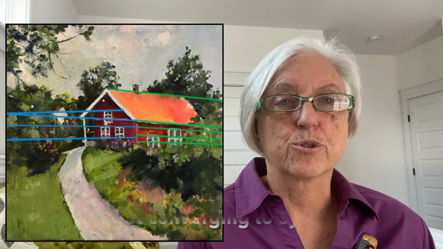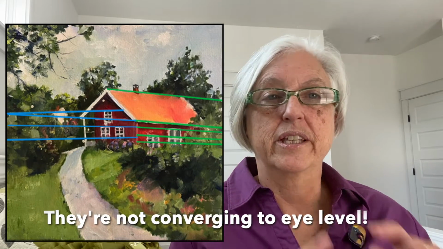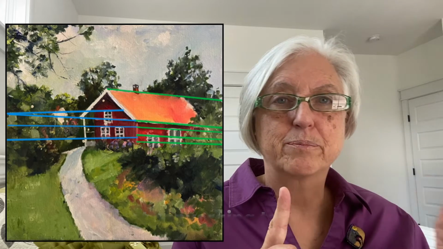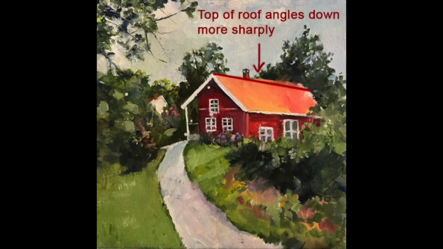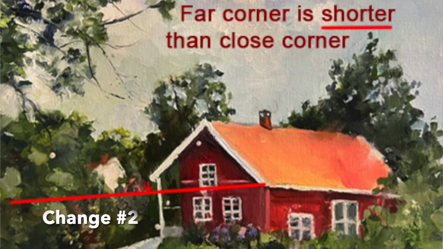Now, if we look at the painting and we put those same lines along the roof, window tops, the peak points, there are three things that I would change. The roof seems to be parallel. The top of the roof should angle down more sharply so that it can eventually meet the eye level. This line that you draw from corner to corner on that roof should be angling down.